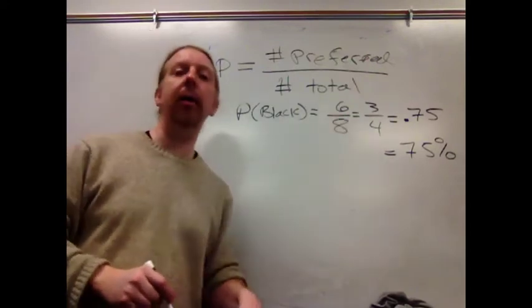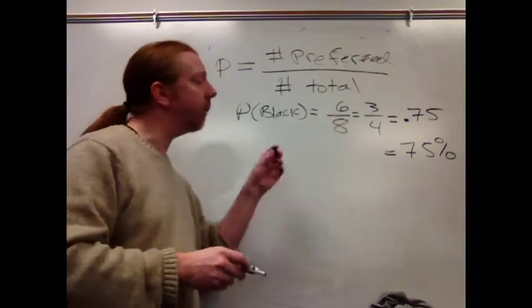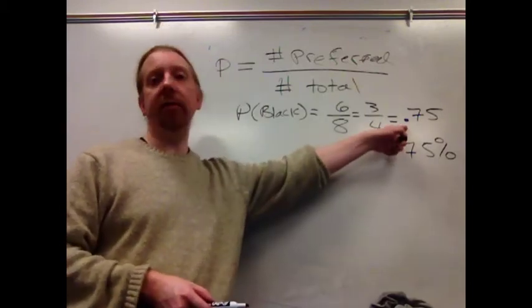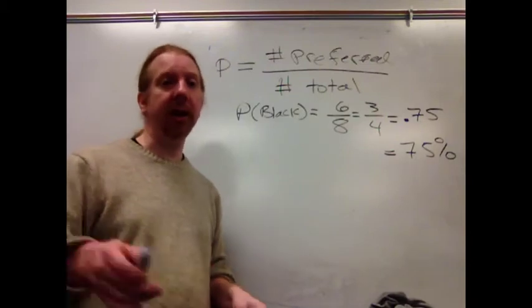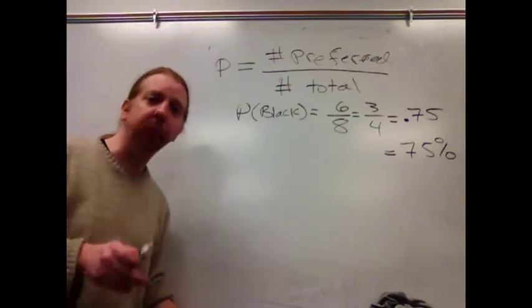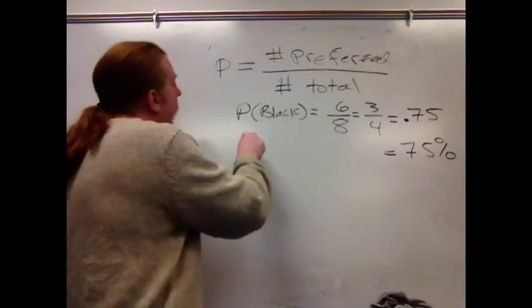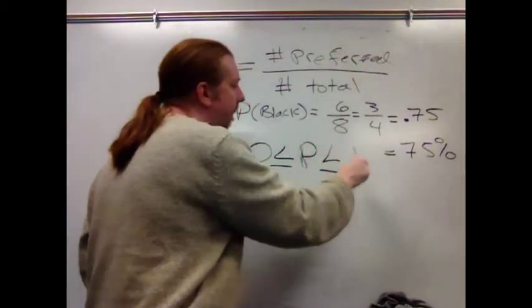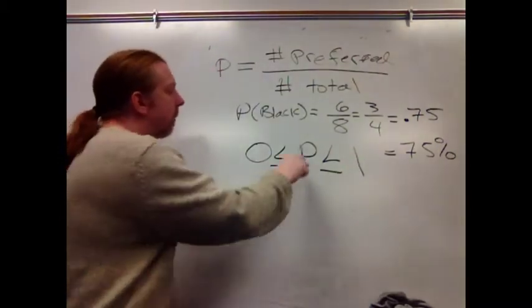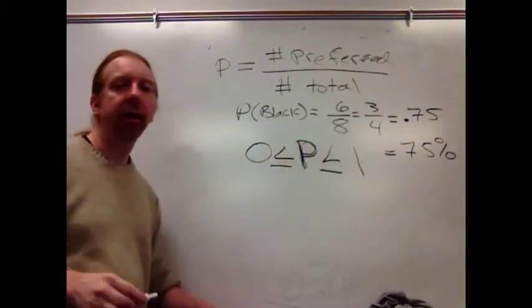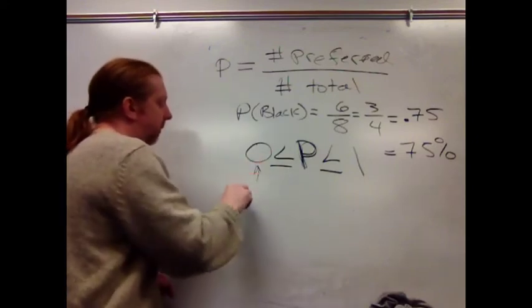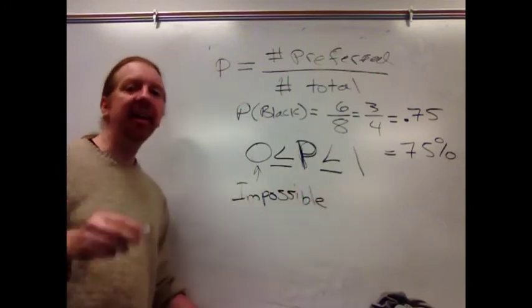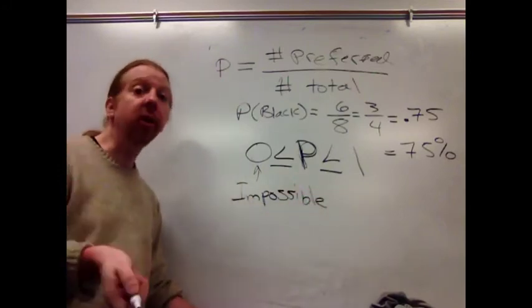So 3 out of 4 times when I reach into the hat and randomly pull a marker out, I should, on average, get a black marker, or 0.75, 75% of the time. Probabilities will always range between 0 and 1. Now you can include 0, and you can include 1. P stands for the probability of a given event. 0 means it is impossible. It cannot happen. There is no chance of it.